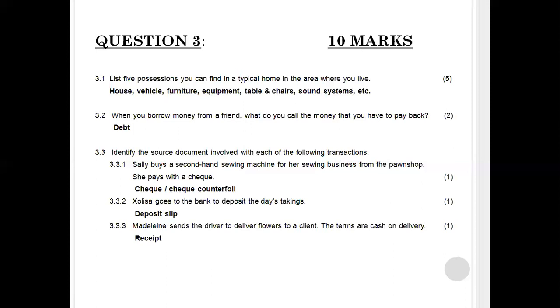Okay, let's see. Somebody's having a question regarding question 3.3.3, asking, is it wrong if you say sales and delivery? Yes, that is wrong because I'm asking for the source document. Okay, so a source document is not sales. A source document is not delivery. A source document is something like a receipt or a check or an invoice or a deposit slip. That is a source document.